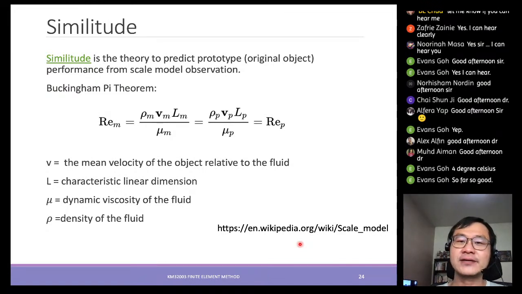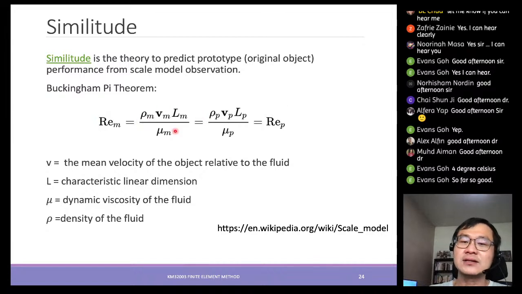in the factory, it is actually very large. So in order to predict the large-scale object, what you need to do is use this knowledge. Again, you have learned this in fluid mechanics, similitude theory, which mainly depends on the Buckingham Pi theorem. So these two so-called constants must be equal for your model as well as your prototype.